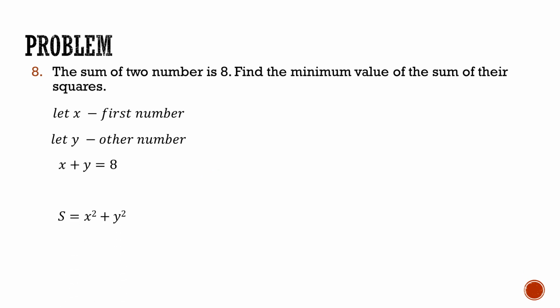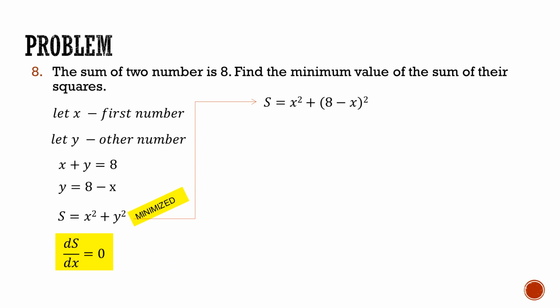And then, the sum of their squares, let us say that is s, is equal to x squared plus y squared. And this is to be minimized. So that ds over dx is equal to 0. Of course, we can simplify that y, from the first expression, we can find that y is equal to 8 minus x. Nang sa ganun, masubstitute natin yan dun sa s equation. So, notice, x na lang ang meron sa s.